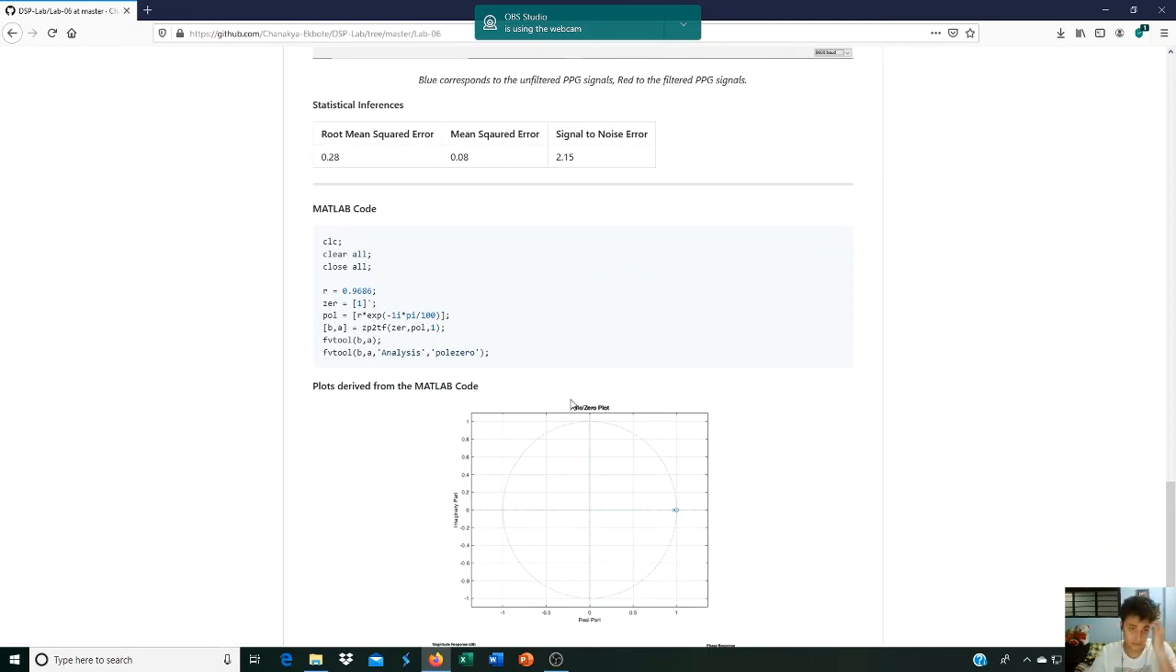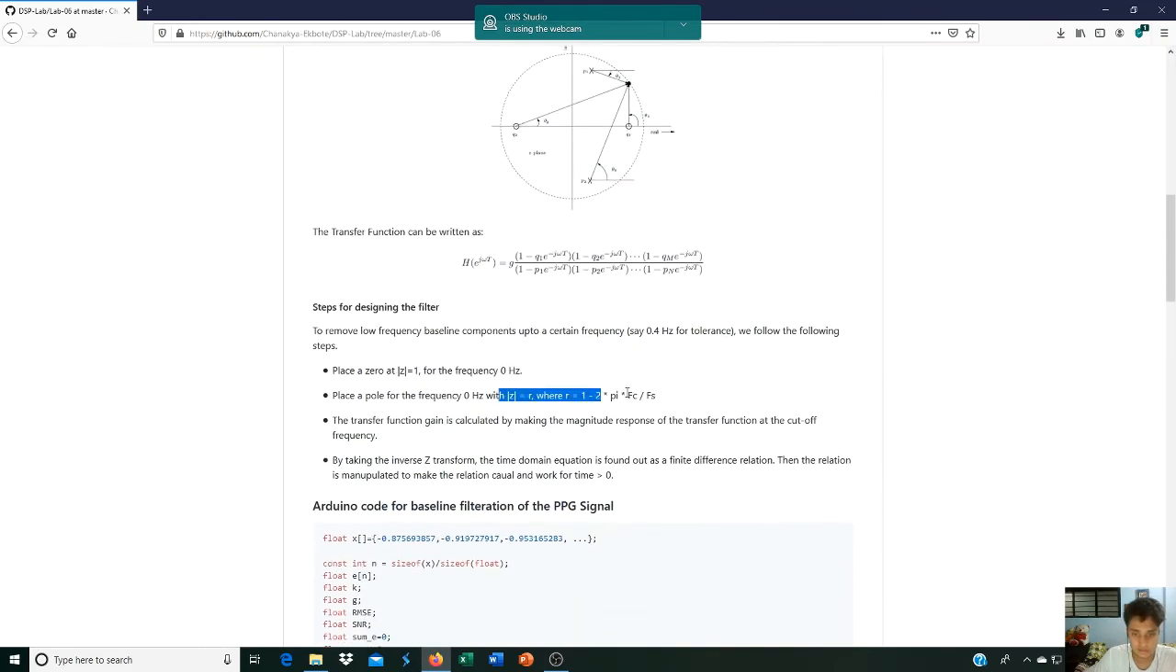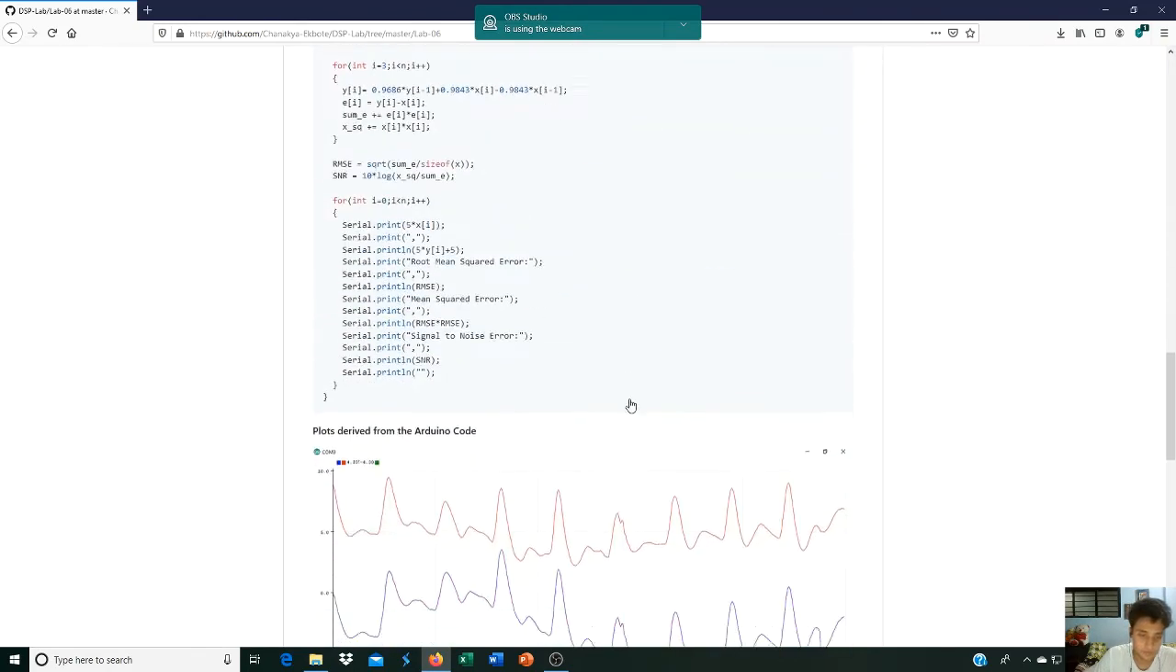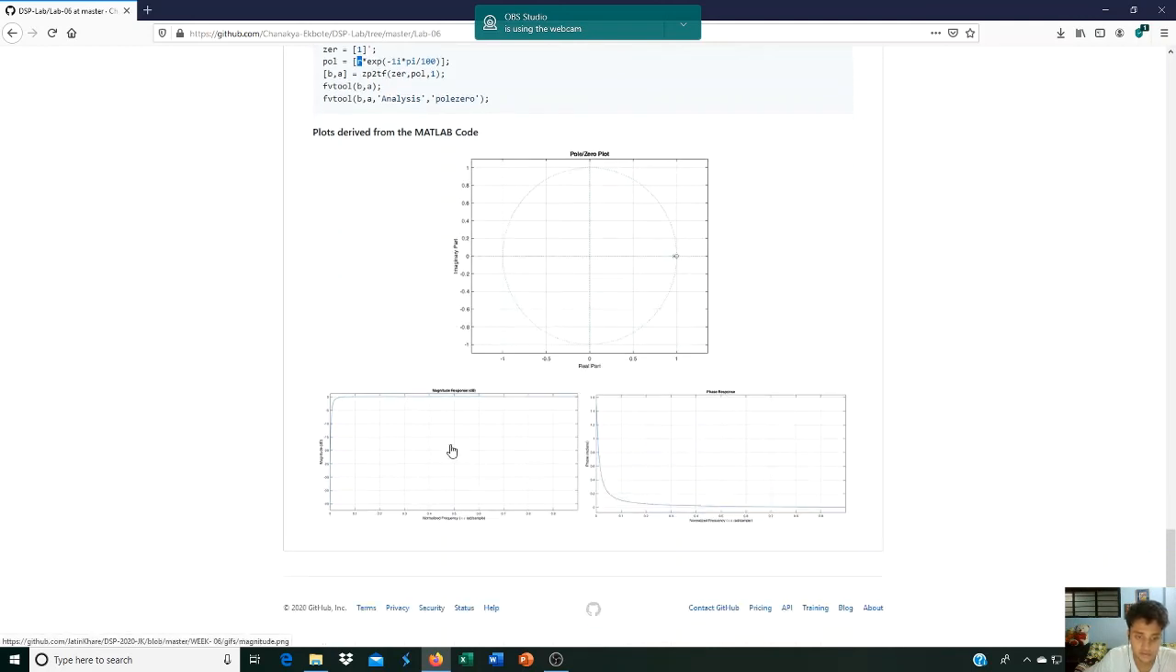Now, the MATLAB code is this, and it is pretty self-explanatory. All you have to do is add the r, which is the radius at which you intend to put the pole. Then the zero is simply a 0 at 1, and this pole is basically at that r value. So as you can see, the pole is here itself and the 0 is here itself, and we are just calculating the magnitude response and the phase response, which is the magnitude response is this and the phase response is this.